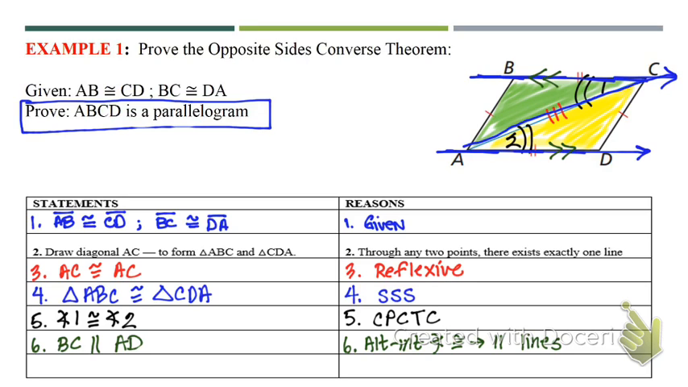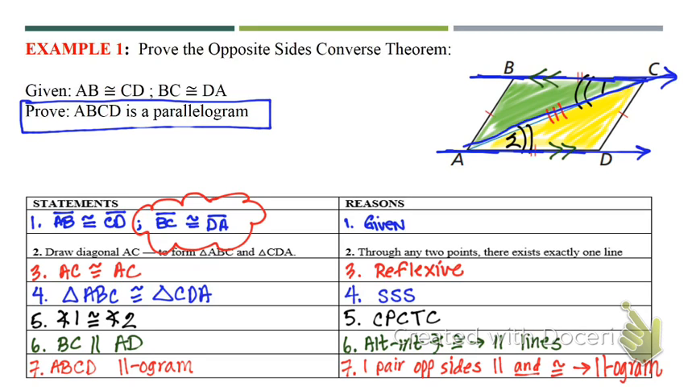So what do I have now? I've now shown that side BC and side AD are parallel. I already had side BC was congruent to AD. And one of the ways you can show something as a parallelogram is by showing that one pair of opposite sides is both parallel and congruent. So we're utilizing one of the 5 theorems that we had to show that a quadrilateral was a parallelogram.